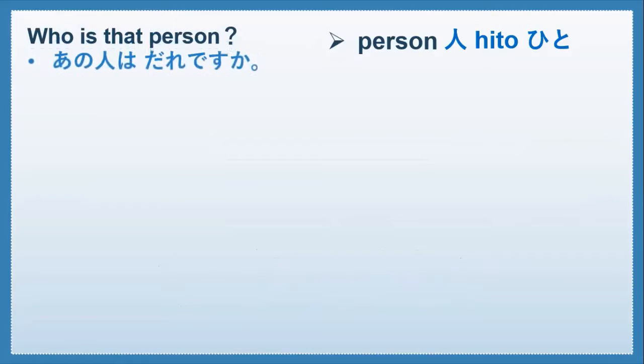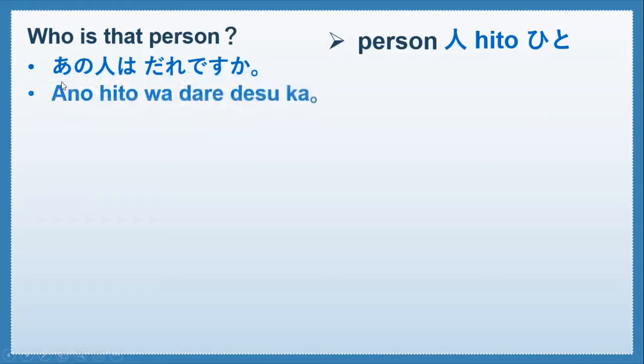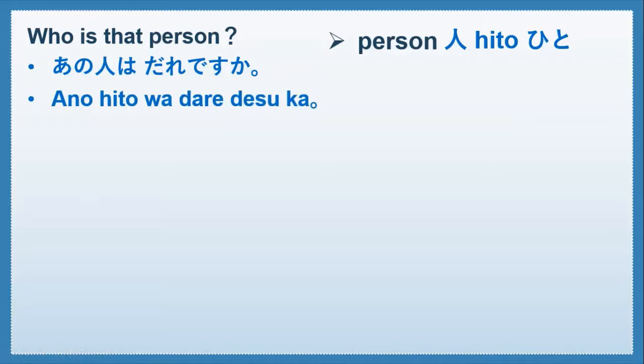Who is that person? Person in Japanese is 人, hito. And in a sentence it is あの人は誰ですか。Ano hito wa dare desu ka.